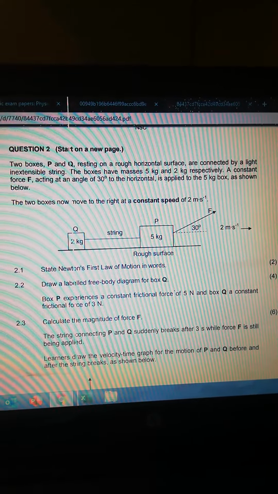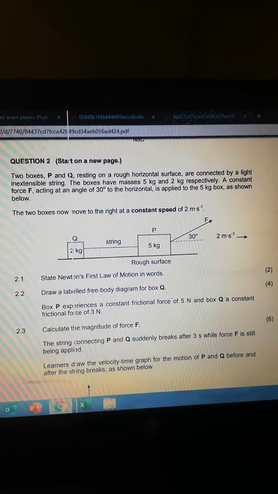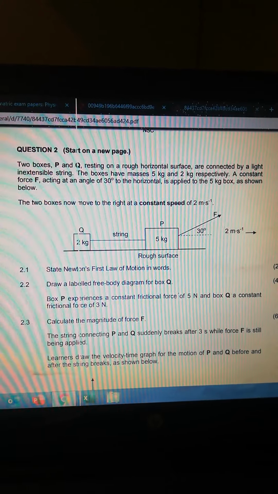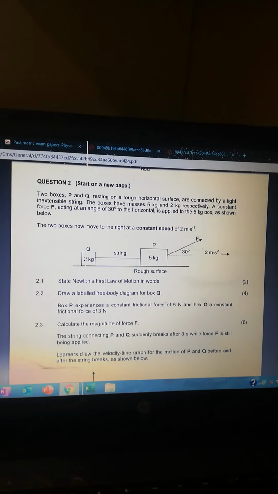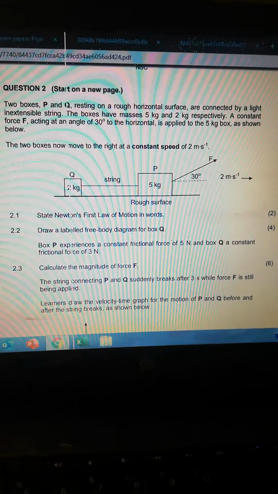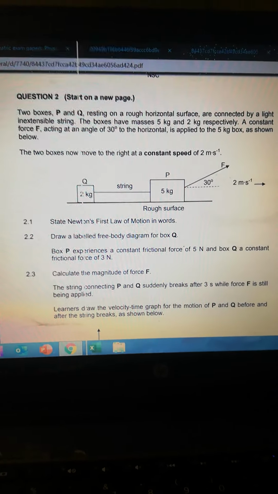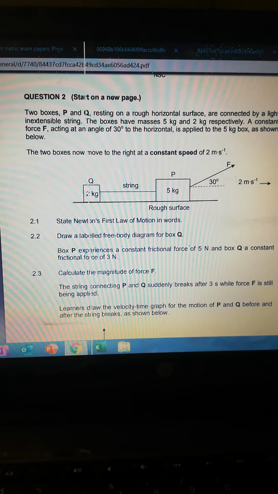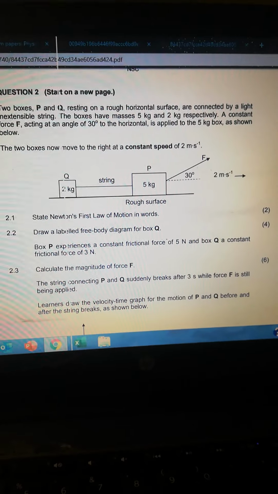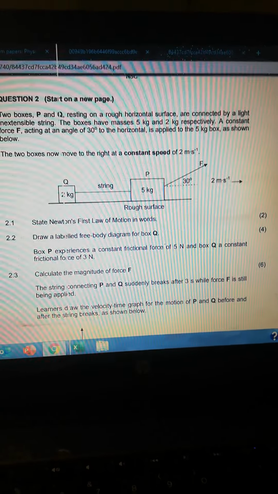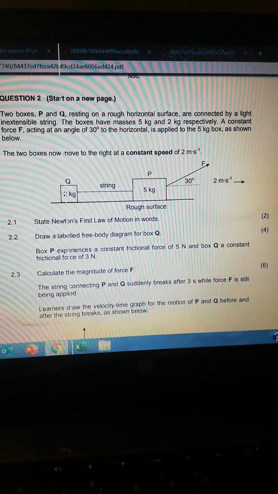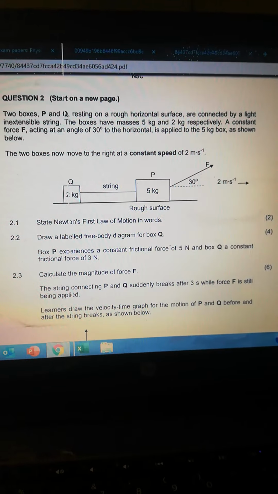So the first question says you must state Newton's first law in words. This is easy, but I want us to work on this together. Newton's first law states that an object will remain in a state of constant motion or at rest until an unbalanced force acts upon it. Or you can rephrase it in whatever way you prefer, but it must make sense.